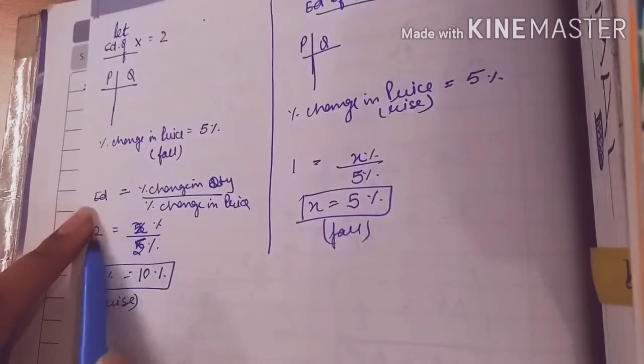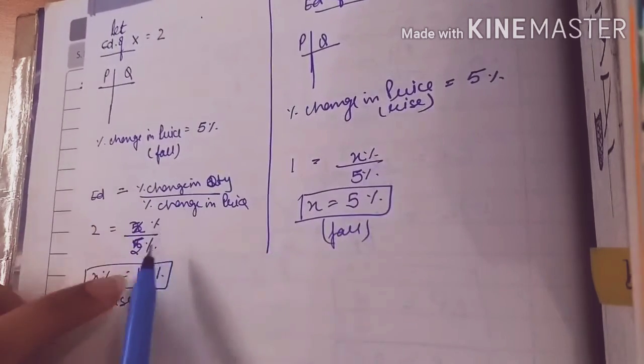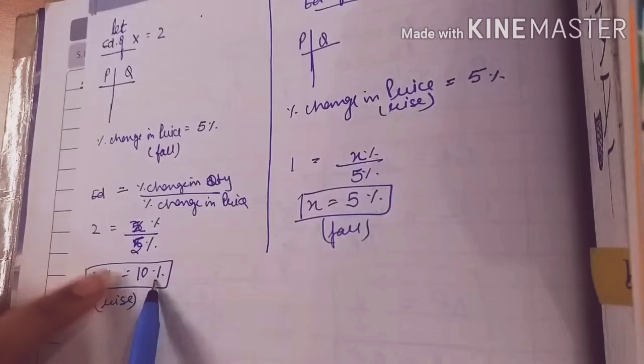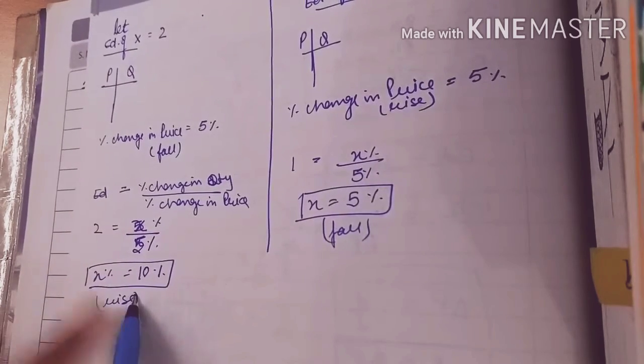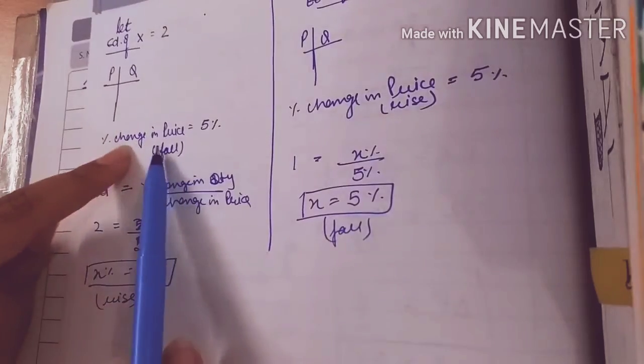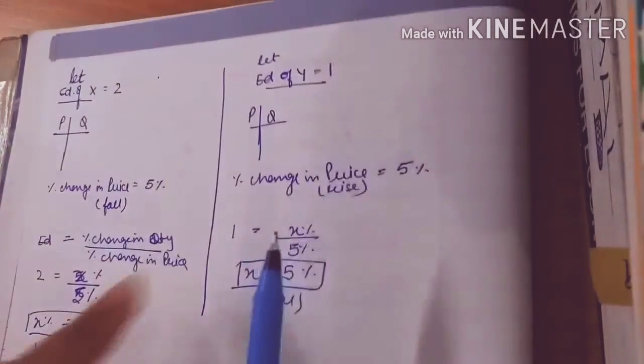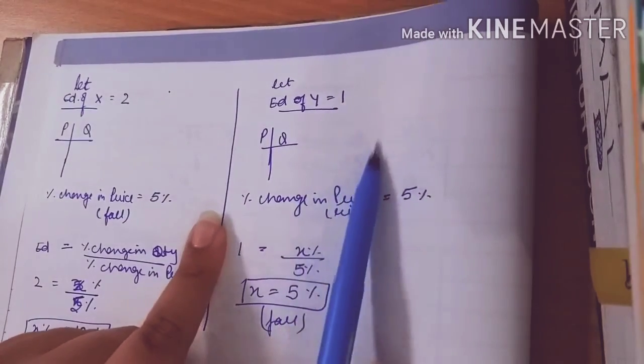So we put it in the formula, 2 and 5, and let this be x. 5 times 2 is 10, so x is 10%, and there will be a rise because there is an inverse relationship. So when there is a fall in the price, then there will be a rise in the quantity. Let's come on to y.